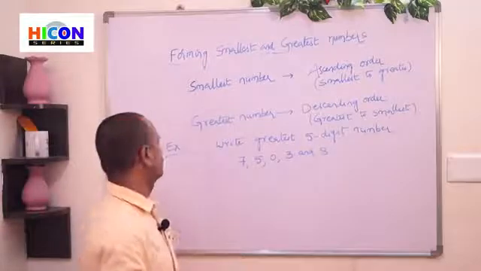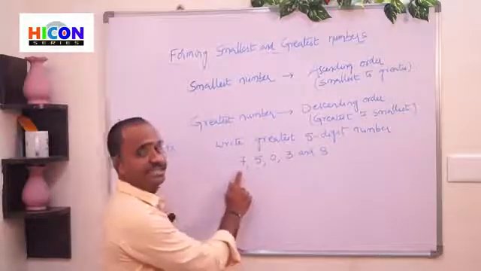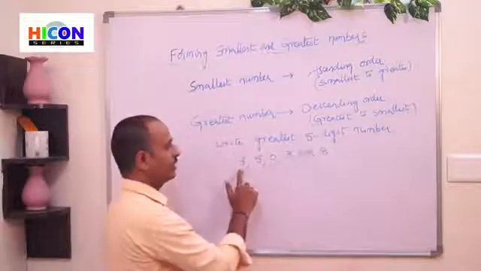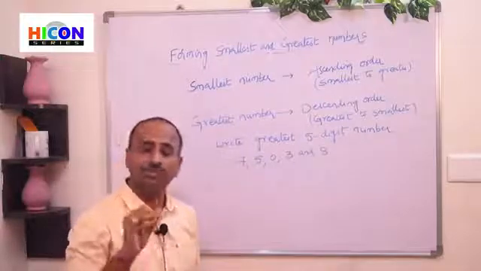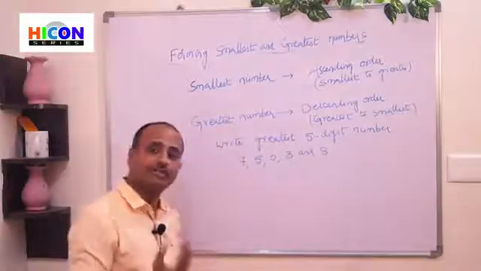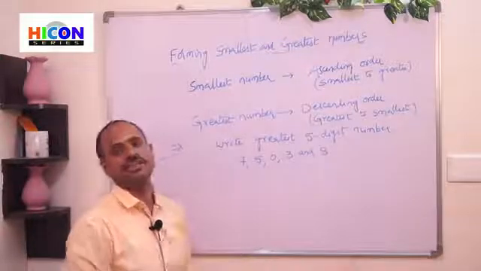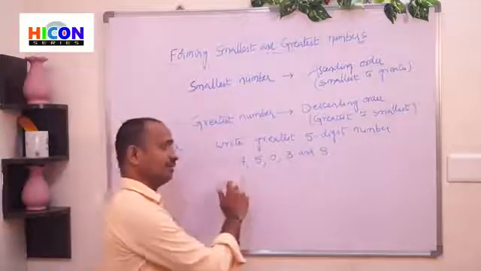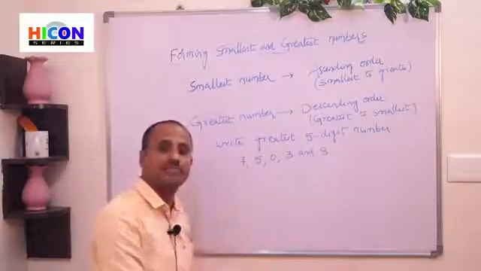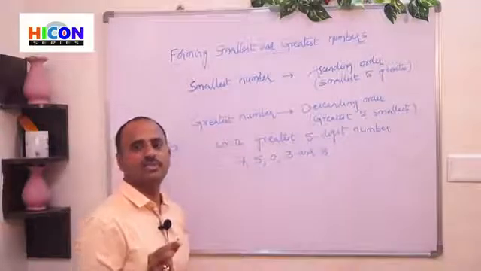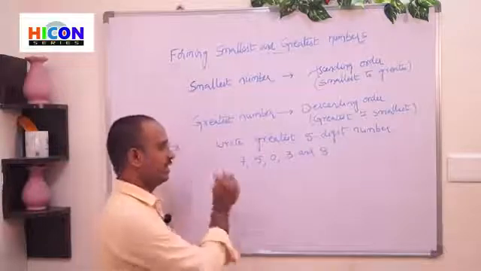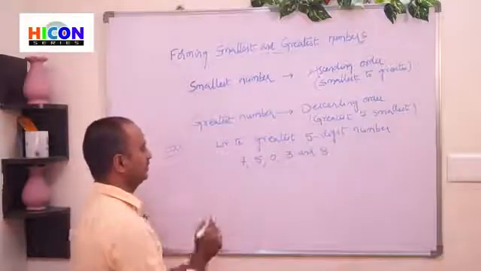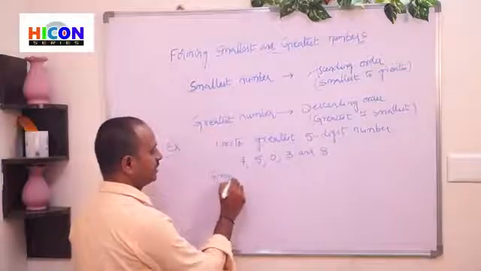So children, see the example. Here the digits given are 7, 5, 0, 3 and 8. So total 5 digits are given, so we can form 5-digit numbers. We can form the greatest 5-digit number and also the smallest 5-digit number. And we can also form 6-digit numbers and 7-digit numbers by using these digits. So first, let us understand how to write the greatest 5-digit number.